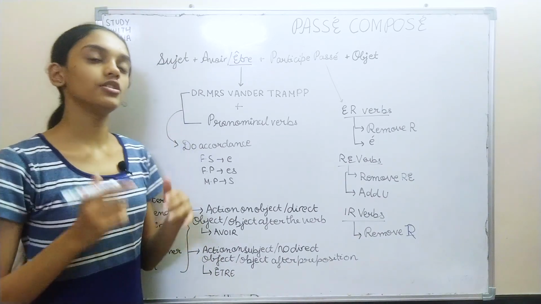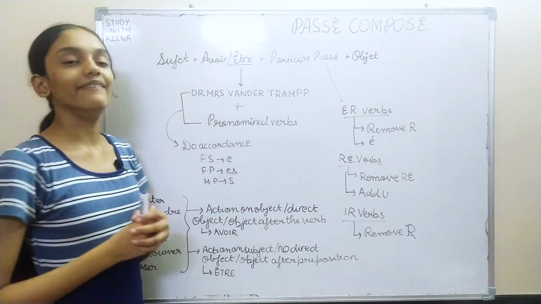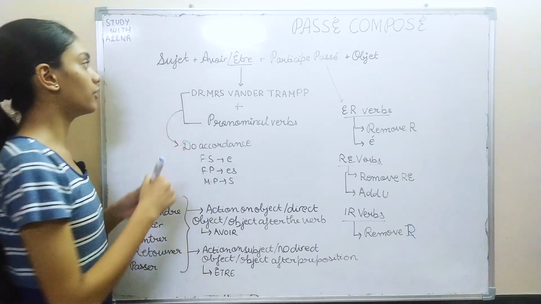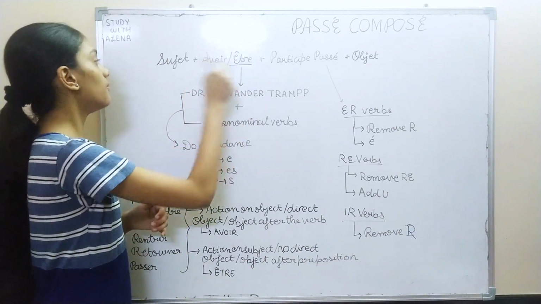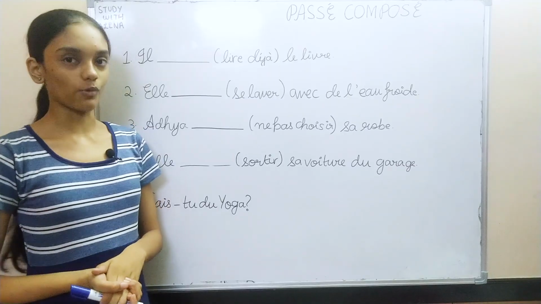For negation, you will put the ne and pas around the auxiliary verb, and when you have to do inversion, you will invert the place of the auxiliary verb and the subject, and the past participle will remain as it is. Now let's solve the questions.